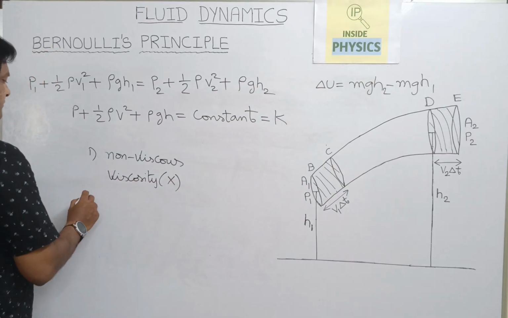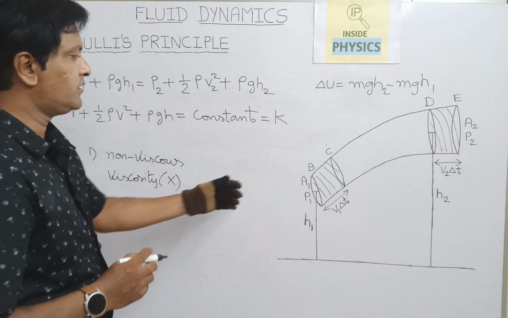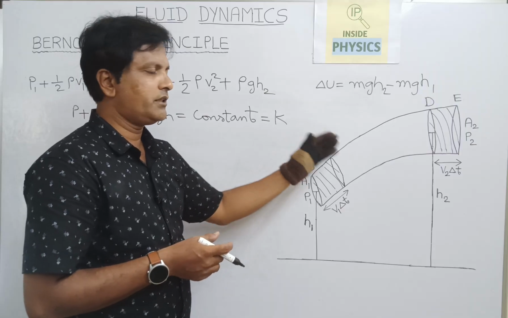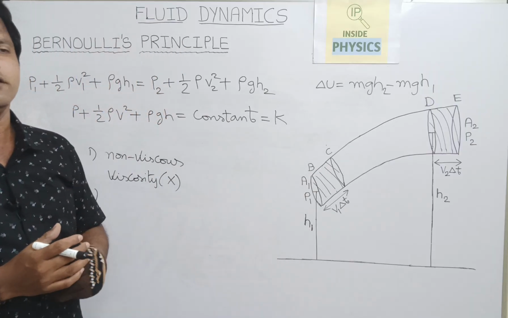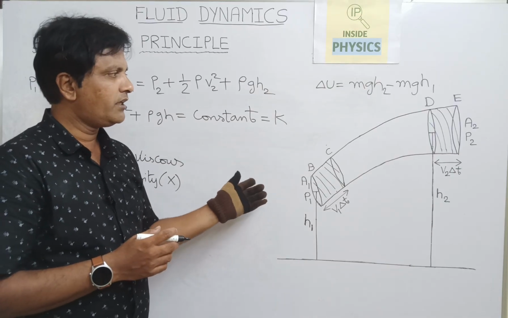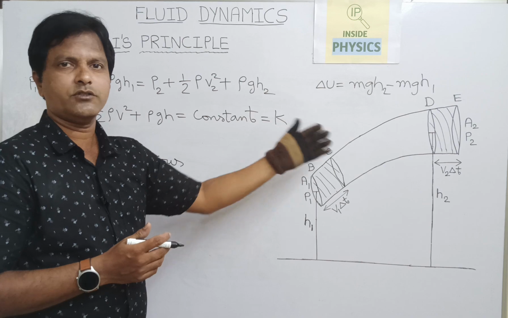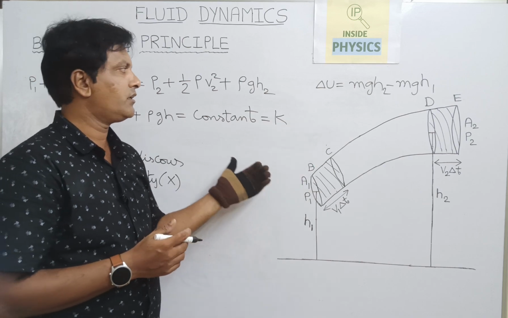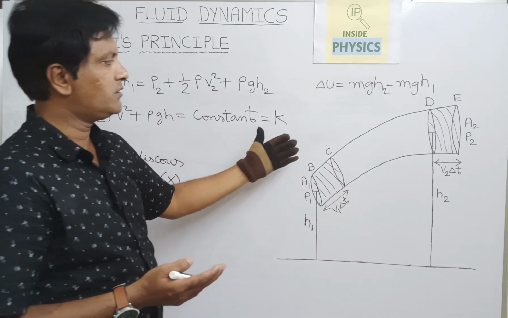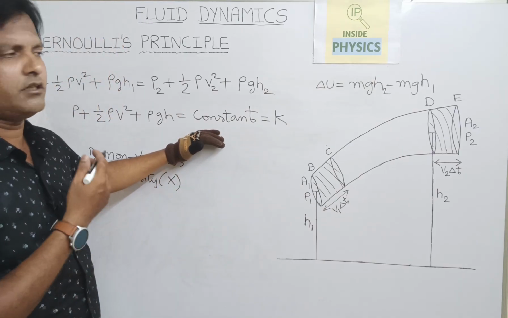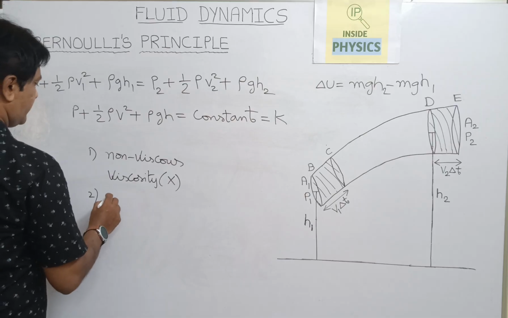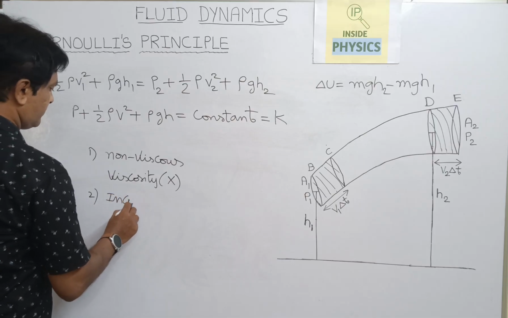The second one: the liquid we have considered is incompressible. That means I have also ignored the compressibility, that is, the elastic energy of the liquid. The elastic energy may also be varying, so we cannot apply this principle to that elastic energy. So that is also ignored, which means the liquid must be incompressible.